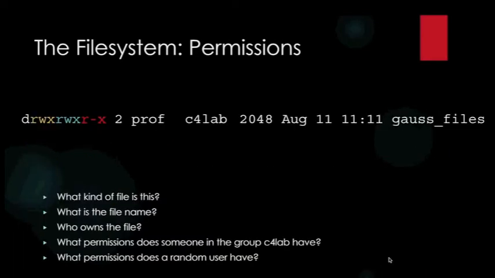If you want to quiz yourself, pause the video and answer the questions yourself before I reveal the answers. This is a directory, which I can tell because the first character is the letter d. The directory is named Gauss Files. It's owned by a user named prof. Someone in the group c4lab has read, write, and execute permissions, but a random user has only read and execute permissions.